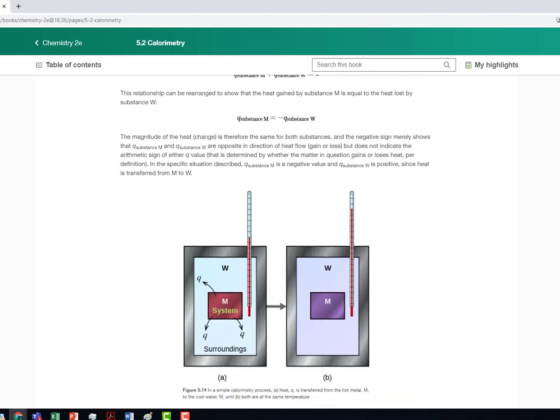So here we're showing kind of what we expect to have happen. We have a hot object. Energy is flowing out of that hot object into the surroundings. As that happens, the temperature increases. Eventually, everything is at the same temperature. And everything being at the same temperature is one of the important things to understand about this process.